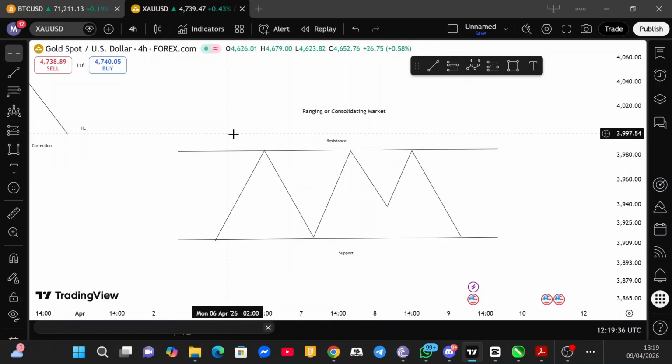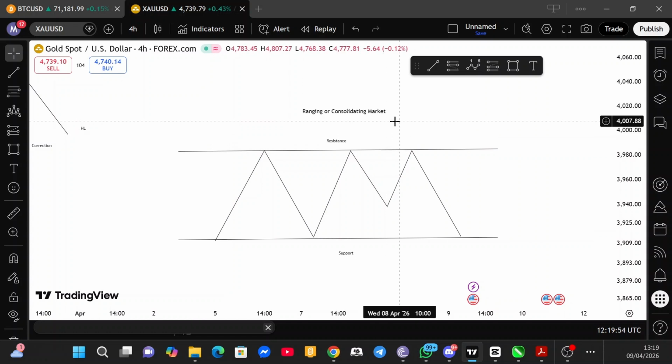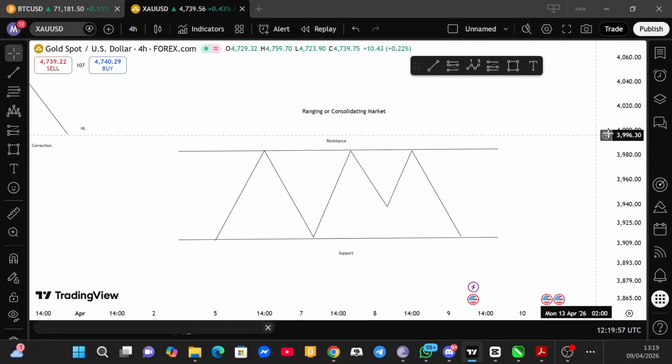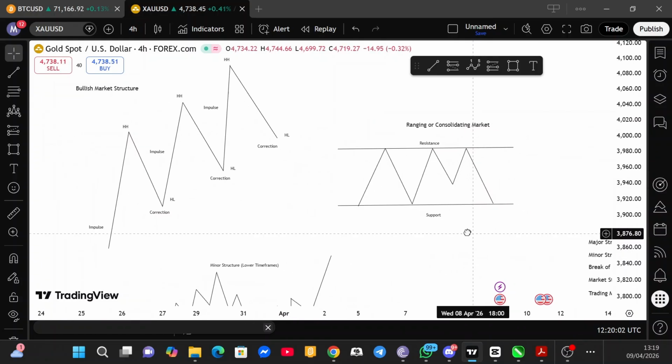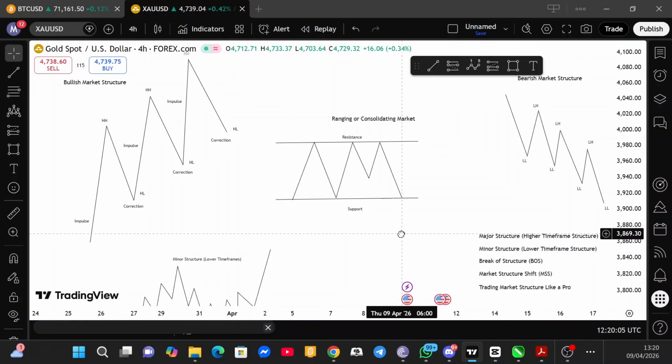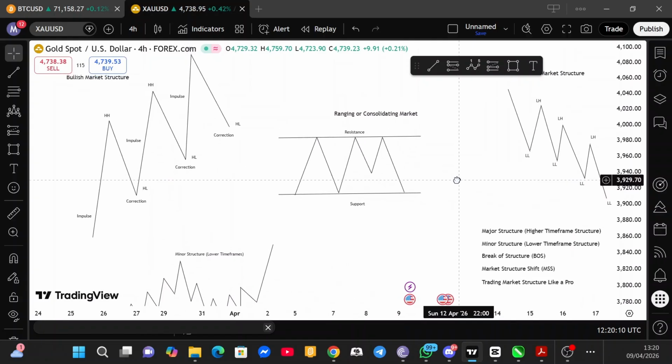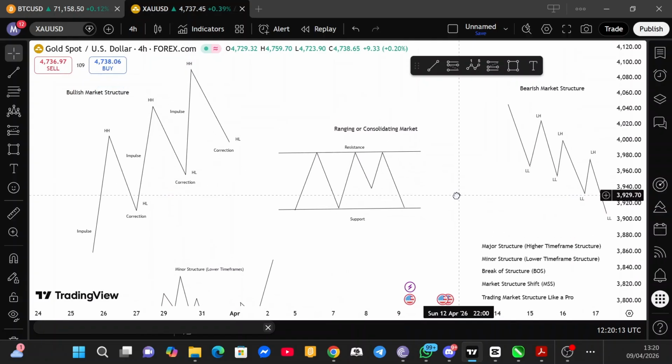Personally, some scalpers maximize ranging or consolidating markets. I do not trade during a ranging or consolidating market, and if you are a new trader, I will also advise you to stay away from the market when it is ranging or consolidating. So these are the 3 ways the market moves. It's either the market is bullish, bearish, or what? The market is consolidating.